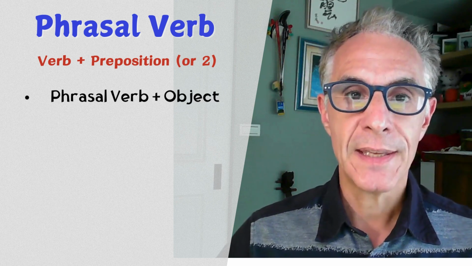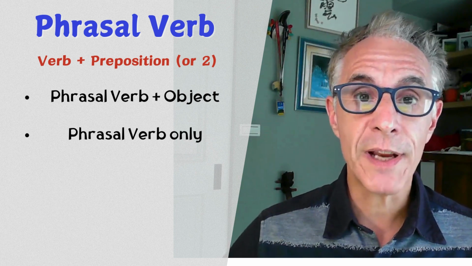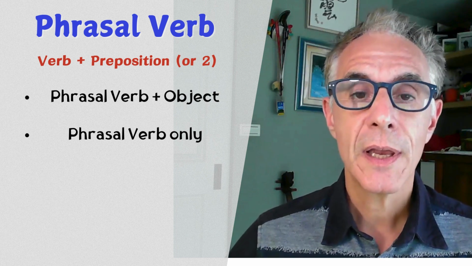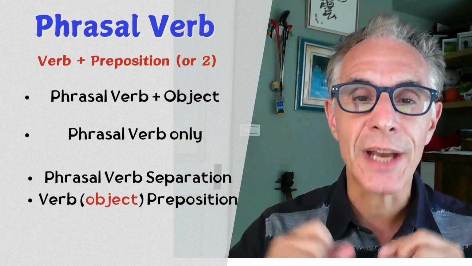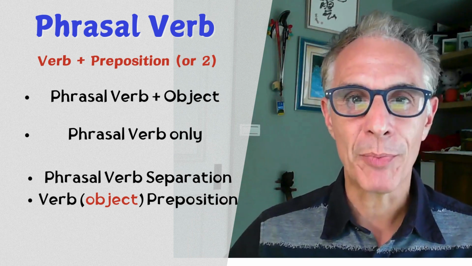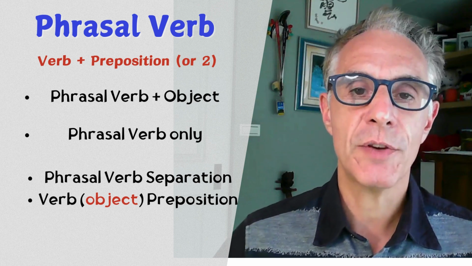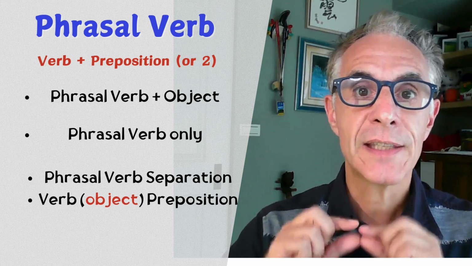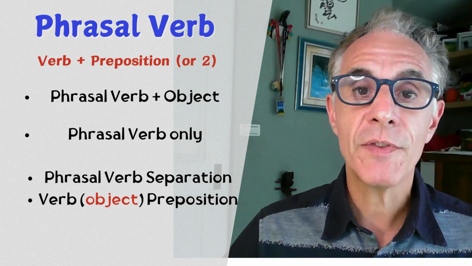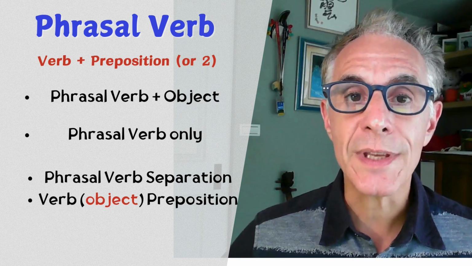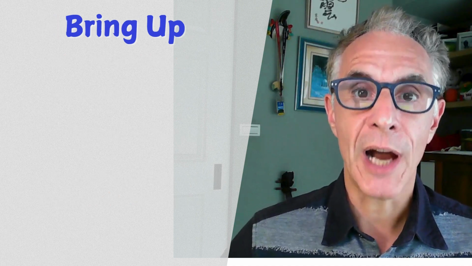So one is the phrasal verb plus an object after. A second way is phrasal verb only with no object. And a third way is phrasal verb that's separated, where you put the object between the verb and the preposition. So I will show you how we use each of these phrasal verbs, and if you can separate it, or object after, or phrasal verb only, because each of them are different and you can't do the same rules for each phrasal verb. So let's begin with number 1, bring up.